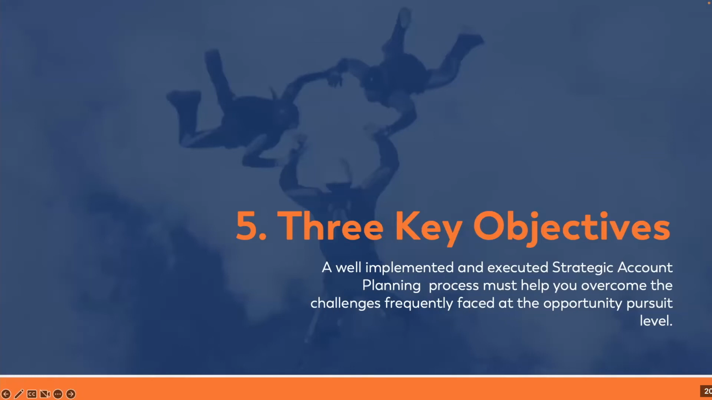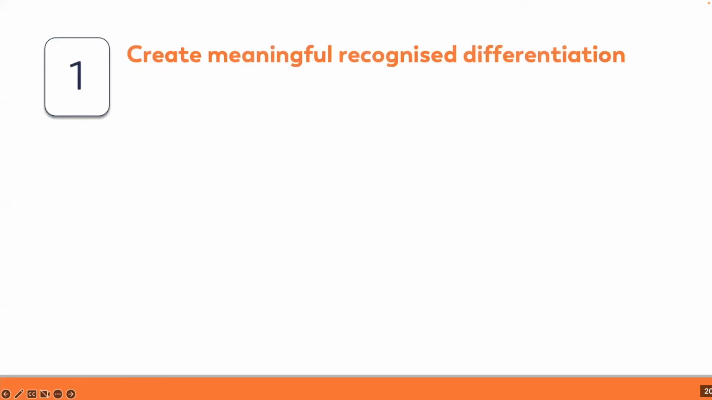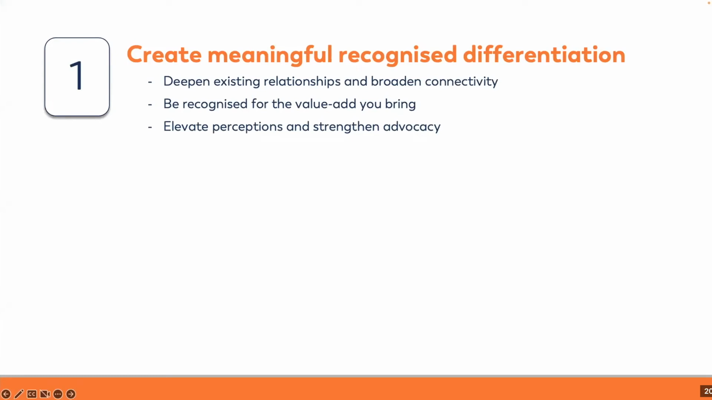Good. So I made the question relatively simple, and fairly obvious. So the 3 that you chose, that's the 3 that we'll focus on now. So let's go through the 3 key objectives of what a strategic account planning process should achieve for you. First one, it should create meaningful, recognized differentiation. Meaningful meaning it means something to the customer, and recognized that they see it and they acknowledge it.